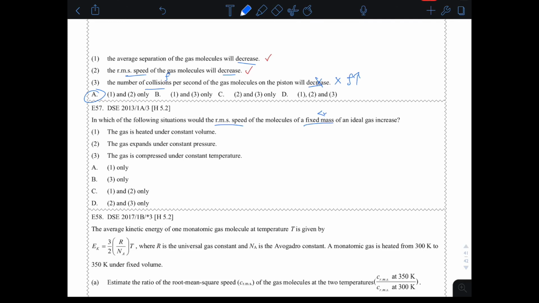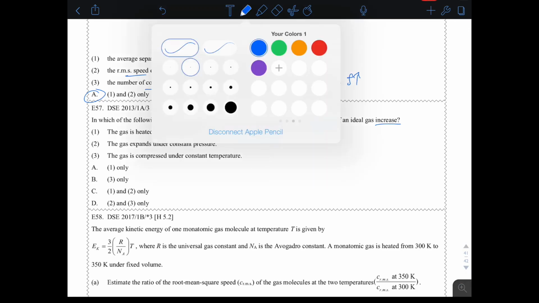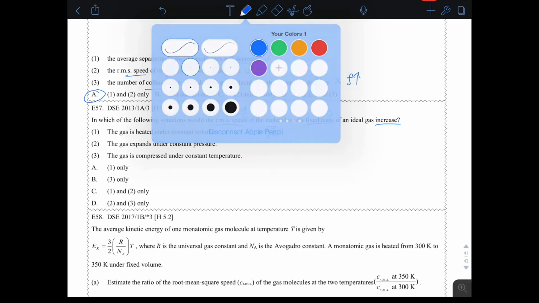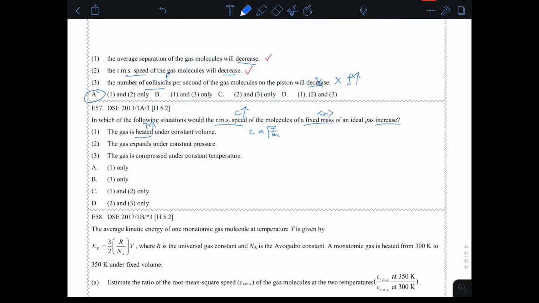Next, in which of the following situations does the root mean square speed of a fixed mass of gas increase? We want this to increase. Then how to increase it? You know that C is directly proportional to the square root of T over M. And now with the gas heated, the temperature increases with constant volume. Then you know M is constant and T increases, so C increases, so this is correct.